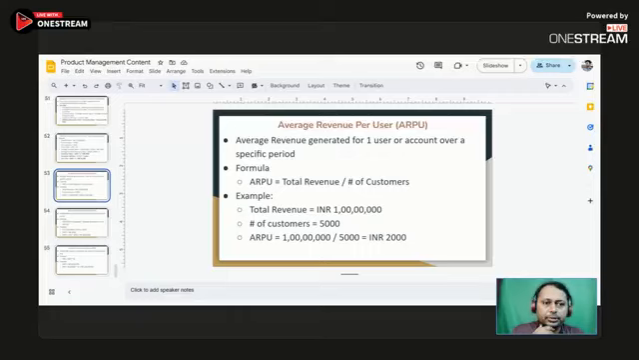So here the formula for ARPU, that's average revenue per user, is total revenue divided by the number of customers they have. As per the previous example, we have the total revenue as 1 crore, and the number of customers around 5,000, right? With those values, we arrive at the average revenue per user, which is 1 crore divided by 5,000, which is 2,000.